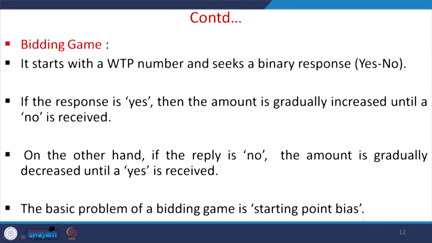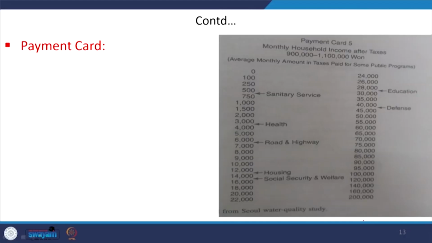In this mechanism, the basic problem we are facing is the starting point bias, that is, what would be the starting point of willingness to pay, whether 100 rupees, 200 rupees, or 50 rupees, how to know. So, another mechanism is the payment card.